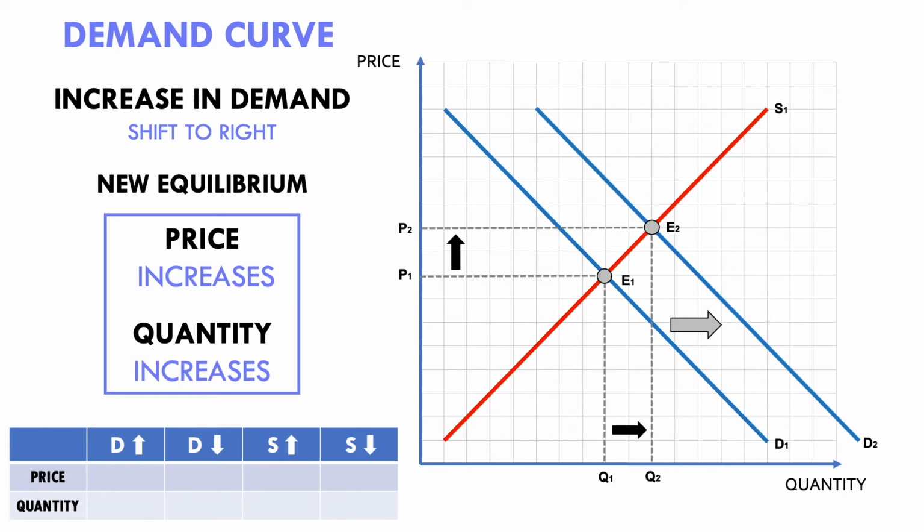So in that table, I want us to note what happens to our equilibrium price and quantity when demand increases. So you'll notice we're just going to draw an up arrow for price and an up arrow for quantity. We're going to come back to that later, don't worry.